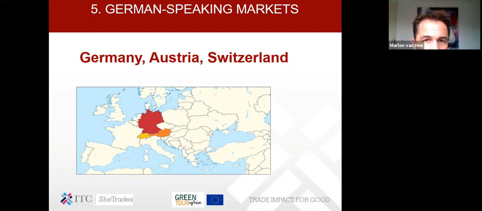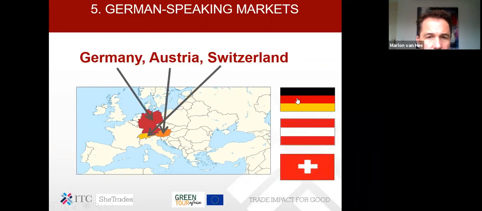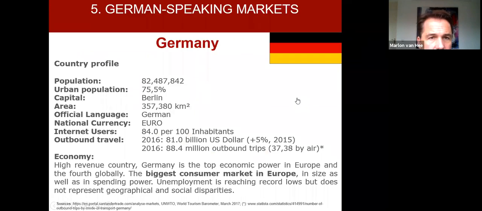So let's go to the German-speaking countries. Again, Germany, Austria, and Switzerland. Here we have Germany, Austria, and Switzerland. This is a country profile for Germany. I'm not going through it. The only thing I would like to say is that when looking at Europe, Germany actually is the strongest, the biggest outbound travel market that we have, followed by the UK.